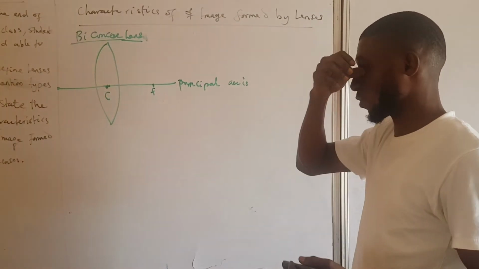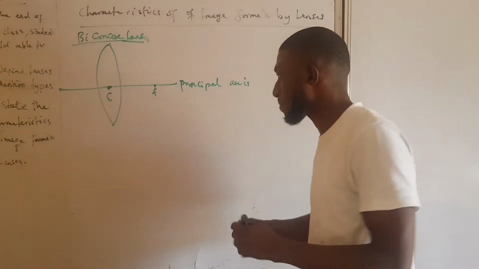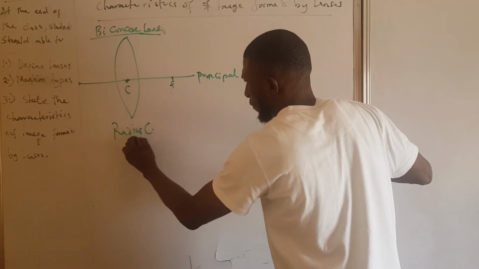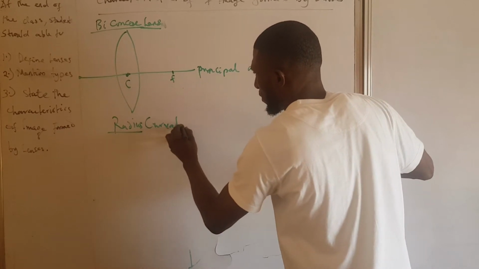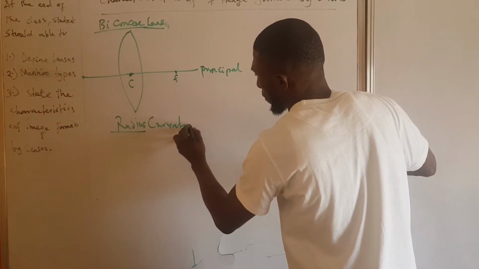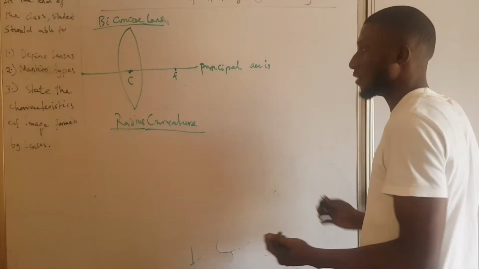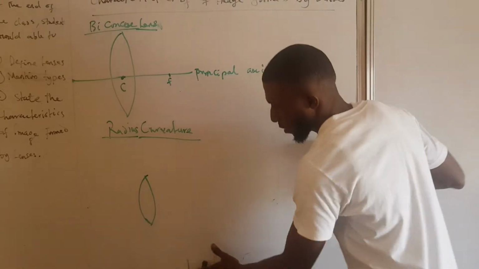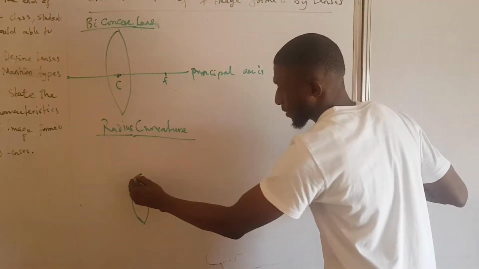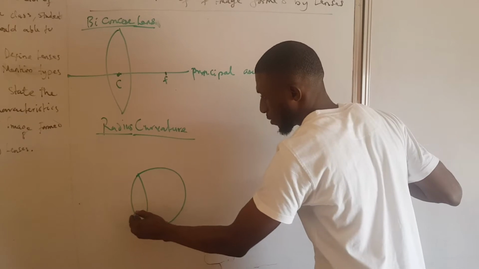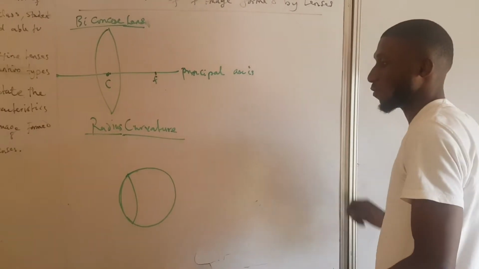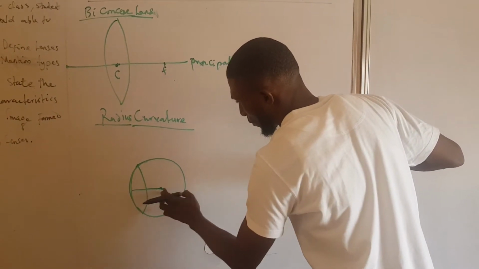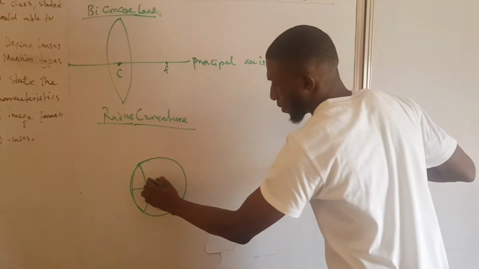What is radius of curvature? It's the imaginary center of every lens. It's very important. Let's say this is a convex lens. We believe that the center of this lens is found when you complete the circle. That's the radius of it. When you complete the circle of this lens, then from this center to the side of the lens here is known as the radius of curvature.